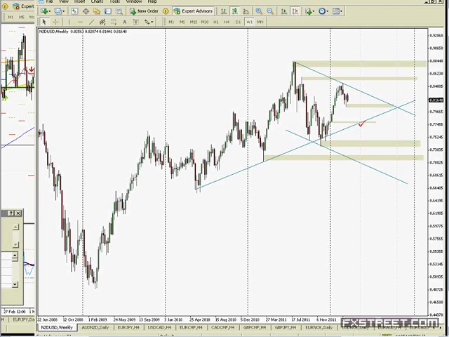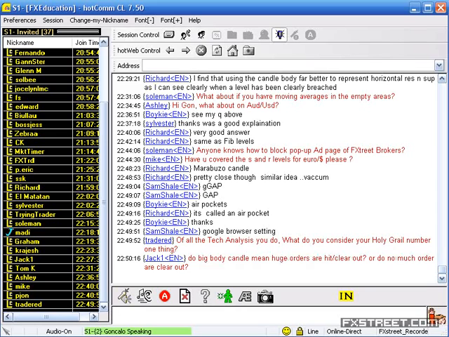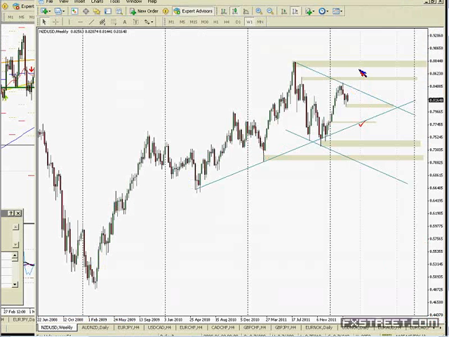Solomon asks, what if you have moving averages in the empty areas? That is an interesting question. So we were initially here with the Kiwi dollar. Okay, we had these empty areas. And the next step would obviously be to jump into our trading model.